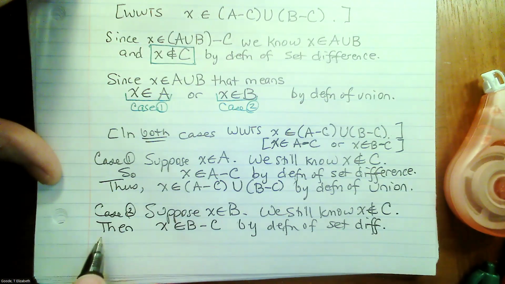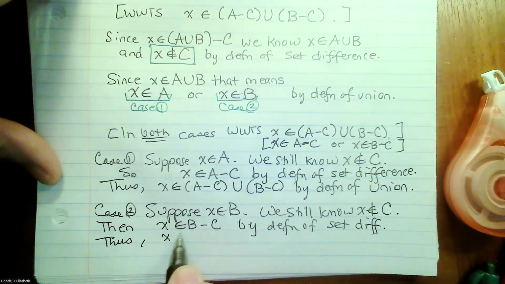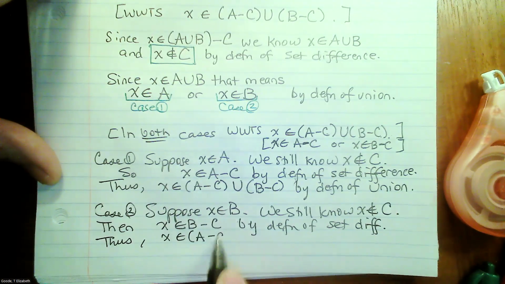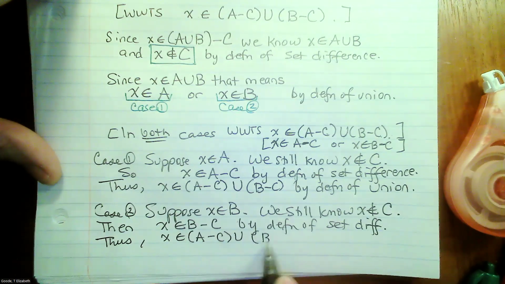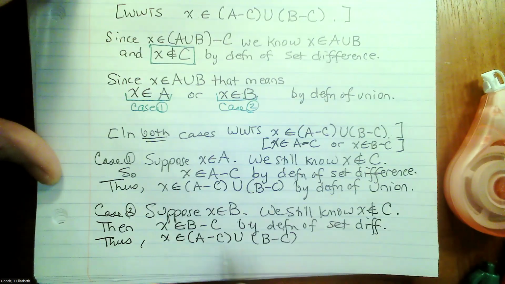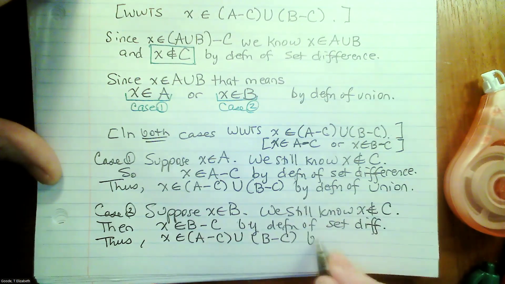Oh, you're fine. So we've got what we want. Thus, X is an element of, doesn't matter which we put first, it's in B minus C, but it's in B minus C union A minus C, so we can write it in either order. Might as well write it in the order it's written, by definition of union.